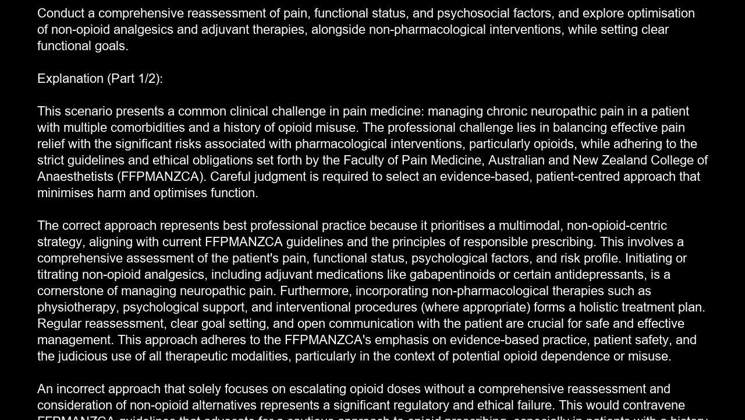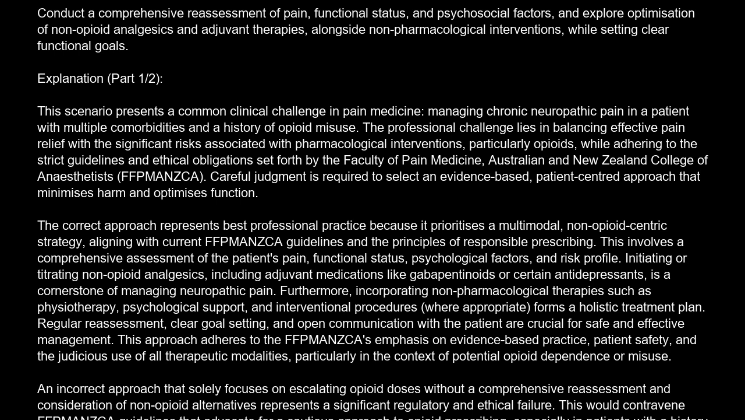Explanation. This scenario presents a common clinical challenge in pain medicine, managing chronic neuropathic pain in a patient with multiple comorbidities and a history of opioid misuse. The professional challenge lies in balancing effective pain relief with the significant risks associated with pharmacological interventions, particularly opioids, while adhering to the strict guidelines and ethical obligations set forth by the Faculty of Pain Medicine, Australian and New Zealand College of Anaesthetists, FFP Manska.